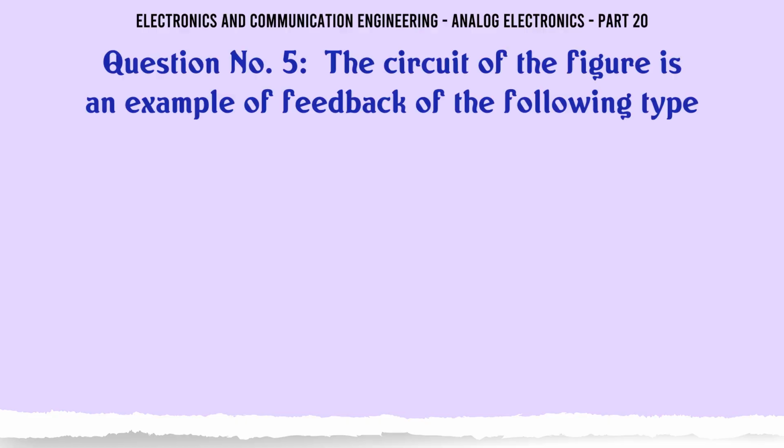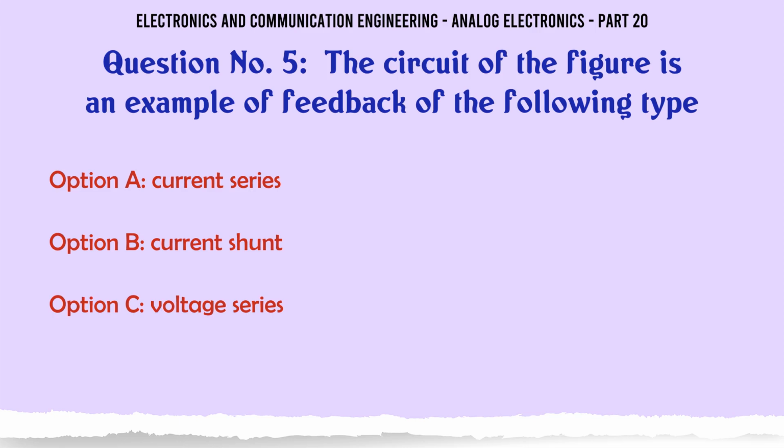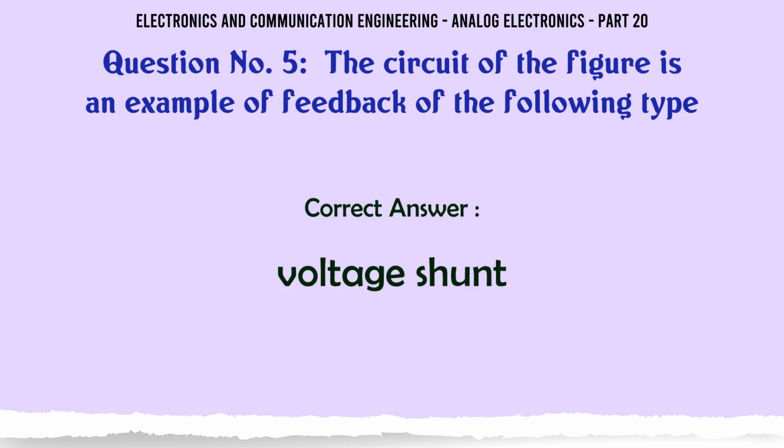The circuit of the figure is an example of feedback of the following type. A. Current series. B. Current shunt. C. Voltage series. D. Voltage shunt. The correct answer is voltage shunt.